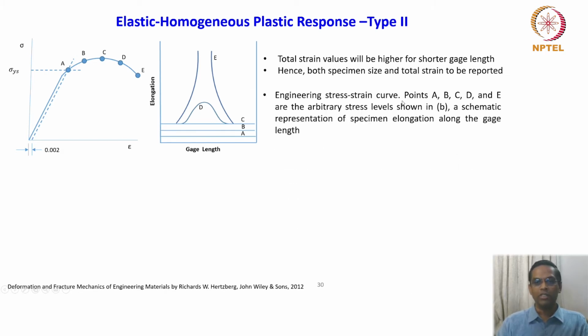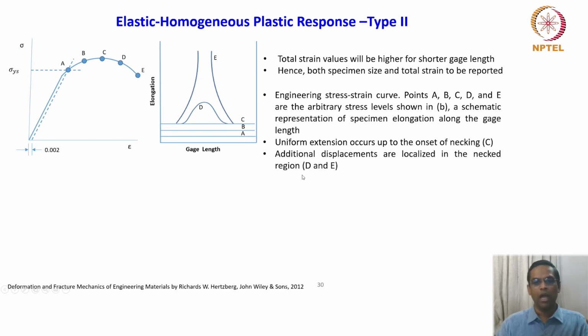So the engineering stress strain curve, points A, B, C, D, and E are arbitrary stress levels shown in B. A schematic representation of specimen elongation along the gauge line. Uniform extension occurs up to the onset of necking. Additional displacements are localized in the neck region D and E. So these are the additional displacements because of the necking.